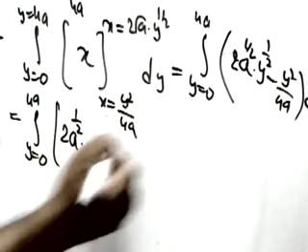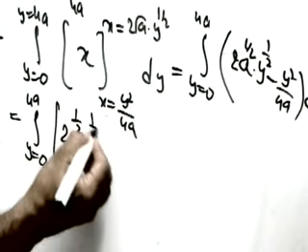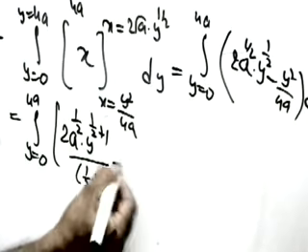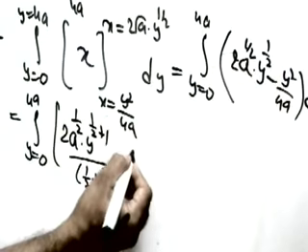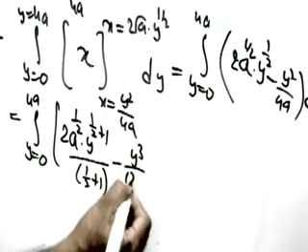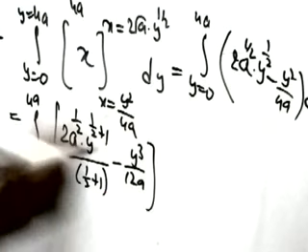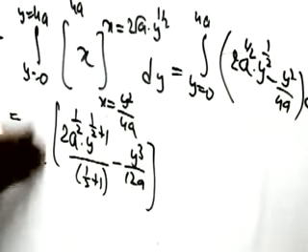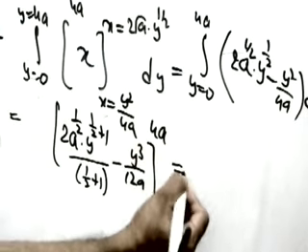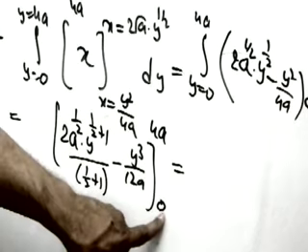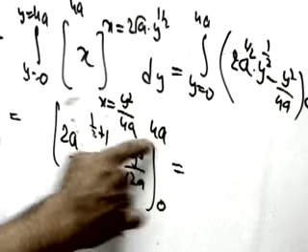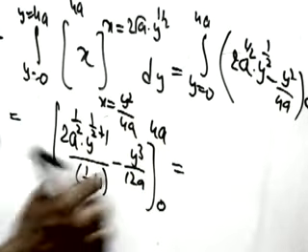Integration of this: the constant stays as 2a power 1 by 2. Now integration of y power n is y power n plus 1 by n plus 1, minus the integration of y square, which is y cube by 3, with the 4a in the denominator making it 12a. Now we have integrated with respect to y, so we write the limits 0 to 4a. No need to write the lower limit, as lower limit means 0 only. So we just substitute the upper limit, in place of y, 4a.